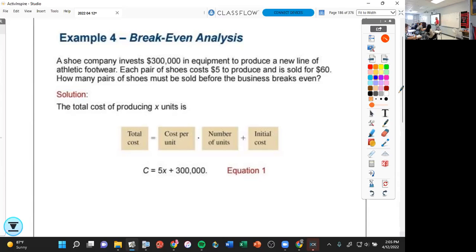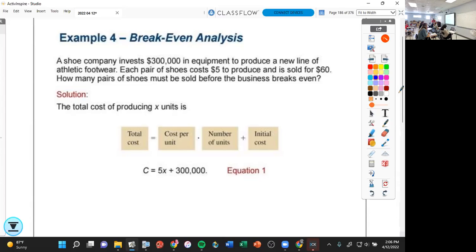Revenue is going to be R. R equals what, based on what they've told us? All I care about right now is revenue. I'm not worried about making or losing money right now. I just want to know how much money I'm bringing in. 60x, yes. So my revenue is 60x. My cost is 5x plus 300,000.